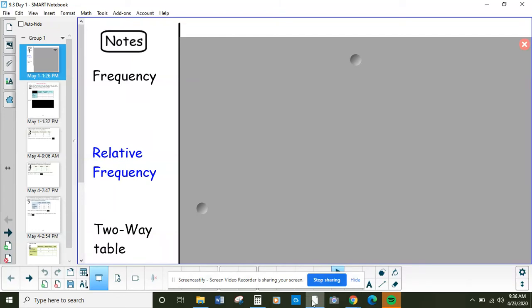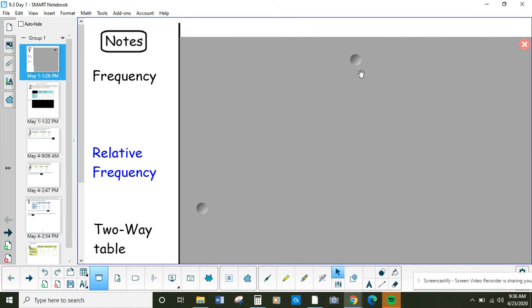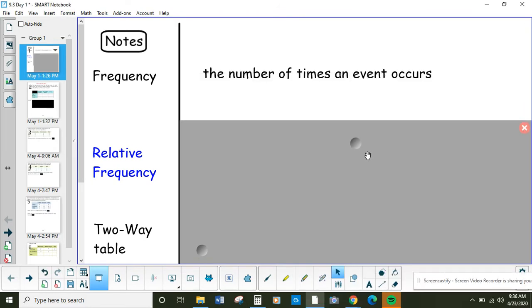So let's get started on our lesson now. Today we're going to talk about lesson 9.3, day 1, and we're going to talk about relative frequency, two-way tables, that kind of thing. So let's get started. First things first, we're going to look at what does the word frequency mean? In a math class, the word frequency would mean the number of times something happens.